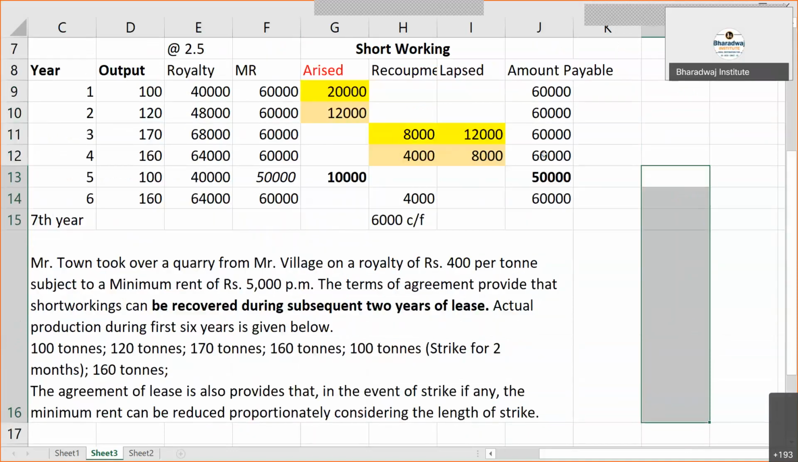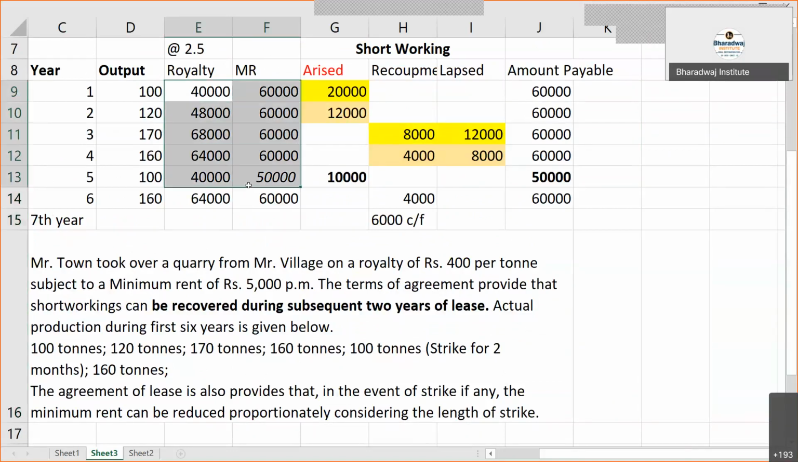So MCQ will be based on the amount recouped, amount lapsed, or amount payable. From this table, they can ask any amount, but they will not ask about minimum rent or royalty. Short workings recouped, lapsed, and the amount payable to the landlord they can test.